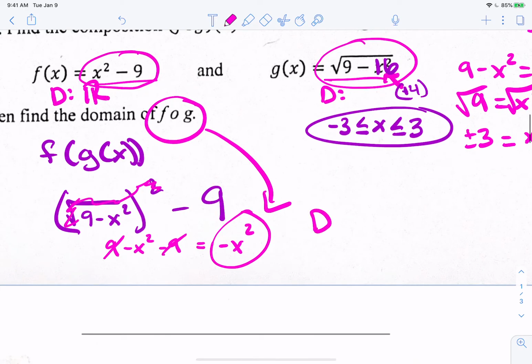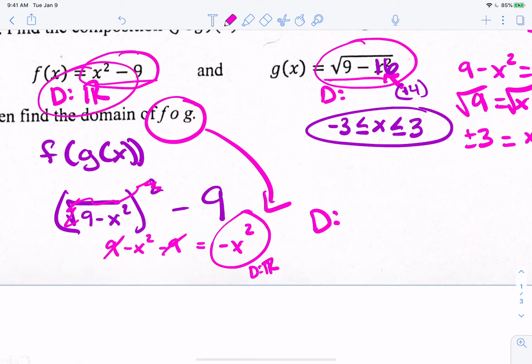And I have to find the domain of it. So what am I allowed to plug in for x and what am I not allowed to plug in? Even though I can plug in anything I want for x squared, I have to look at its pieces.